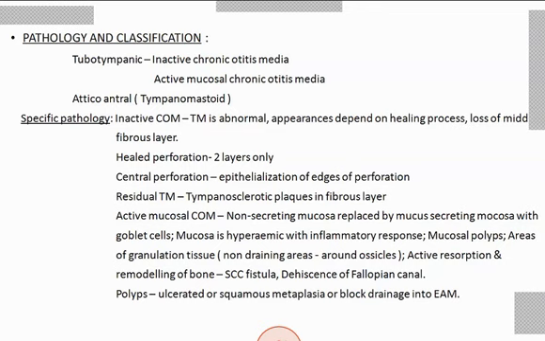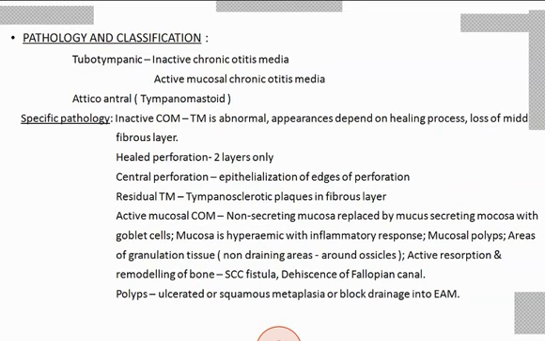And in the case of active mucosal chronic otitis media, the non-secretory mucosa which normally lines the middle ear cavity becomes replaced by mucosecretory mucosa with an increased number of goblet cells. So these will hypersecrete mucus. So there will be a mucoid discharge, which is typical of chronic secretory otitis. And the mucosa is also inflamed. It becomes hyperemic, and sometimes there might be presence of mucosal polyps.